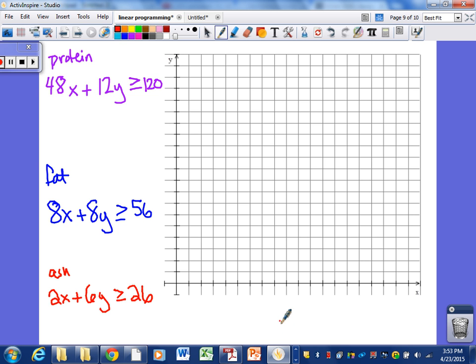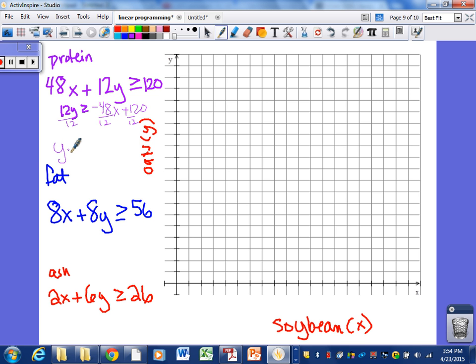Okay, so remember this is your soybeans down here, your x-axis, and this is your oats on your y-axis. So we need to take each of these equations and solve them for y. Okay, so you take your 48x, you subtract it over to that side. 12y is bigger than, let me get this really small, negative 48x plus 120. Divide everything by 12.